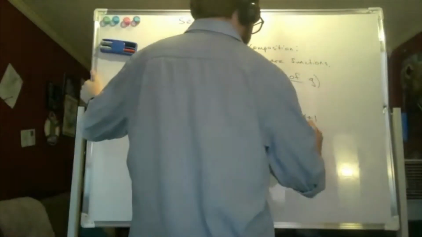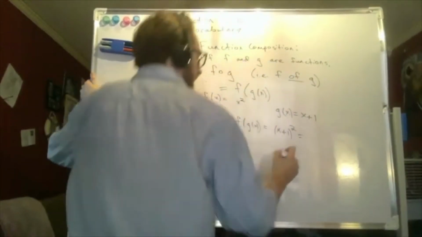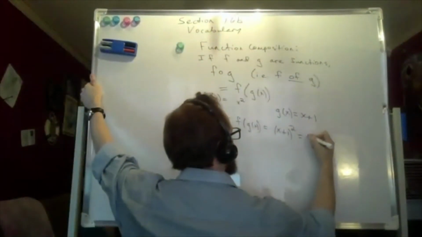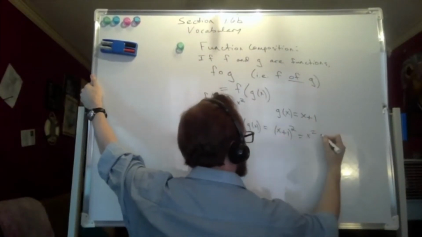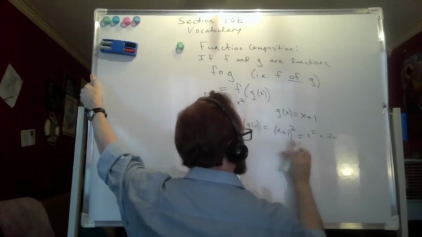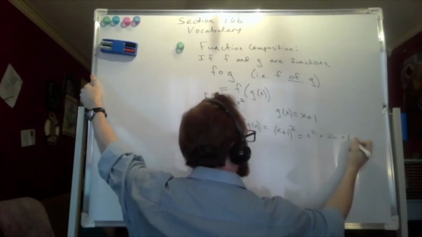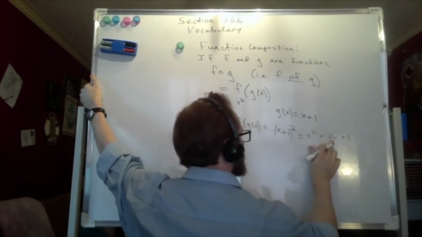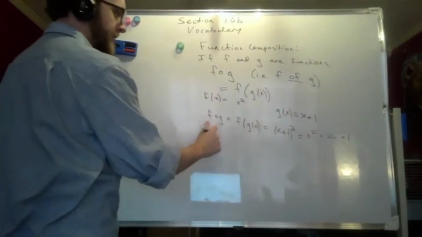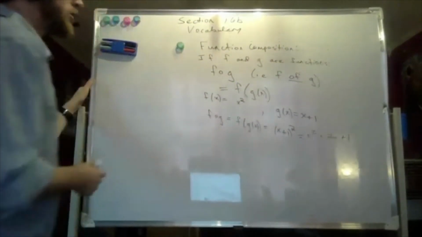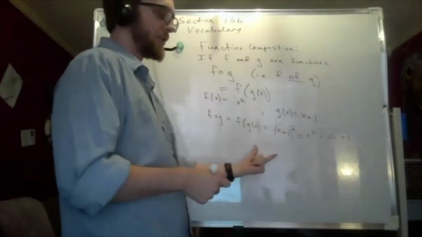Well, now when we write this out, then we're going to square the first term. X times 1 is x. Double it. That's going to give us 2x. Square the last term. So we've got x squared plus 2x plus 1. This is f composed with g. So this is function composition along with a little example.